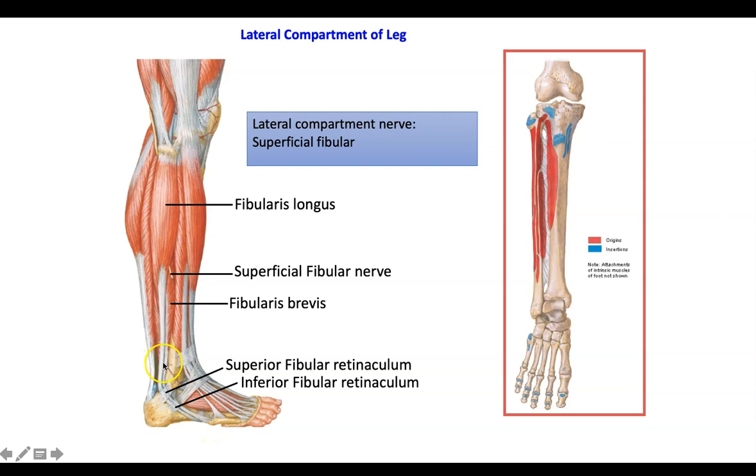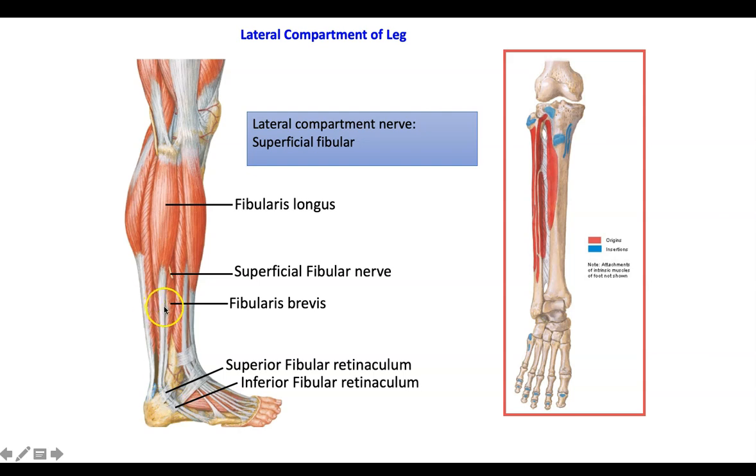And the fibularis longus tendon passes with the fibularis brevis tendon posterior to the lateral malleolus under these retinaculums. And then the fibularis longus tendon crosses the sole of the foot from lateral to medial, and medially it is attached to the medial cuneiform and the base of the first metatarsal bone.